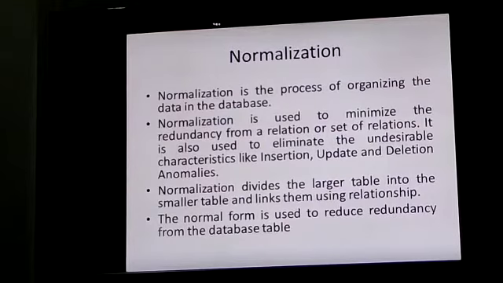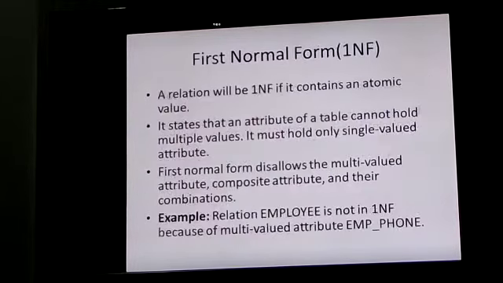I have told you in the last video that we have 4 different normalization or normal forms, that is 1NF, 2NF, 3NF and BCNF. Although we have 4NF and 5NF also, that is not in your syllabus. So let's start with 1NF.